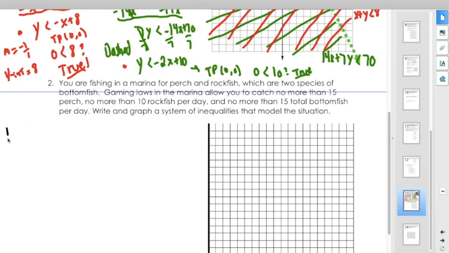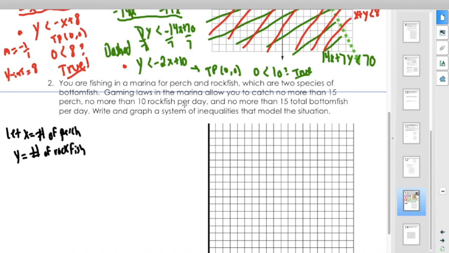Let x. What do you guys think x is going to equal? What does it want us to know? Well, I'm going to let x equal the number of perch fish. Number of perch. And you guessed it, I'm going to let y equal the number of rockfish. Whatever that is. So x is the number of perch, y is the number of rockfish.